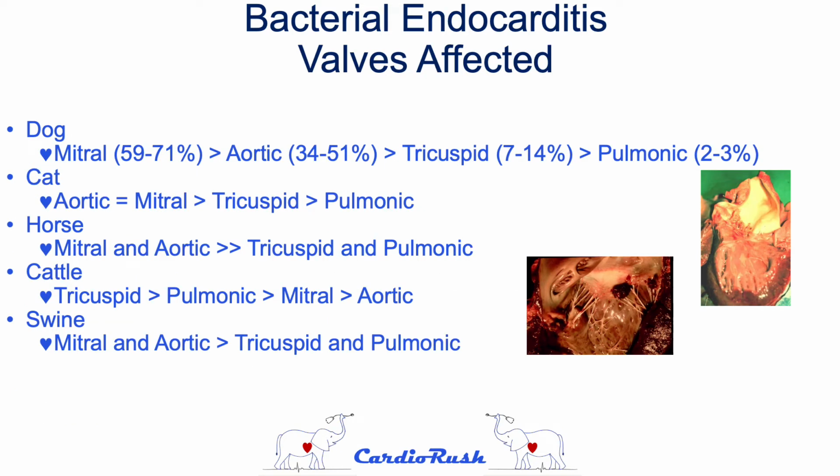In the dog, the mitral valve is the valve most frequently affected with endocarditis, followed by the aortic valve, while valves on the right side of the heart are much less commonly affected. The same is true in the cat, although aortic may be seen at approximately equal frequency to the mitral valve. Similar would be identified in horses, whereas in cattle and some other ruminant species, the tricuspid or pulmonic valve are affected more frequently than the mitral or aortic valve.